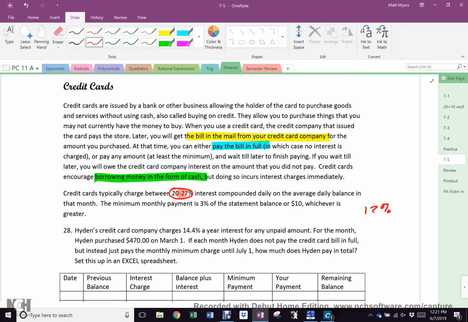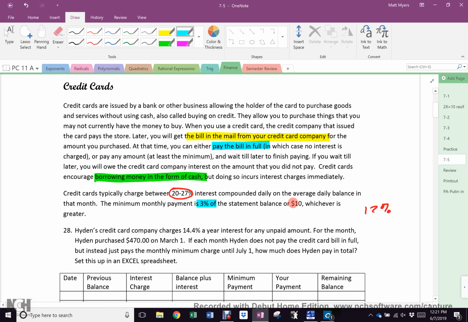Some people have 2 or 3 Visas and 2 or 3 MasterCards because they're all from different companies. And they will just pay, thinking it will disappear. Will it? No. Everybody understand? Now, the last part is this.